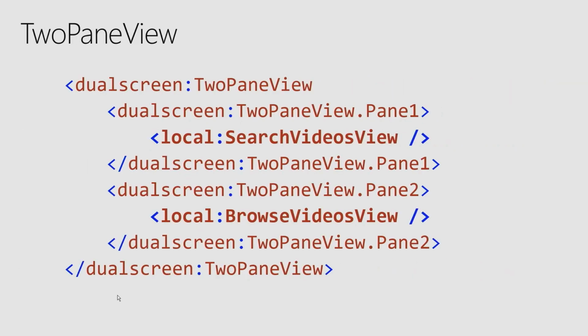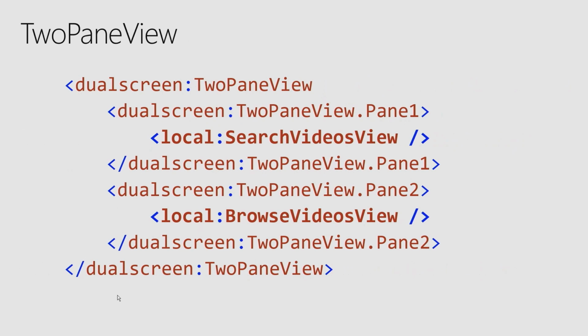The second item is the new layout control, TwoPaneView. Here you can see the most simple XAML for TwoPaneView. At the moment, it supports content views as its children. So here you can map a search videos view and a browse videos view side by side on a screen. On a single screen device, they'll still be side by side. On a dual screen device, when they're spanned, they'll appear either side of the seam.